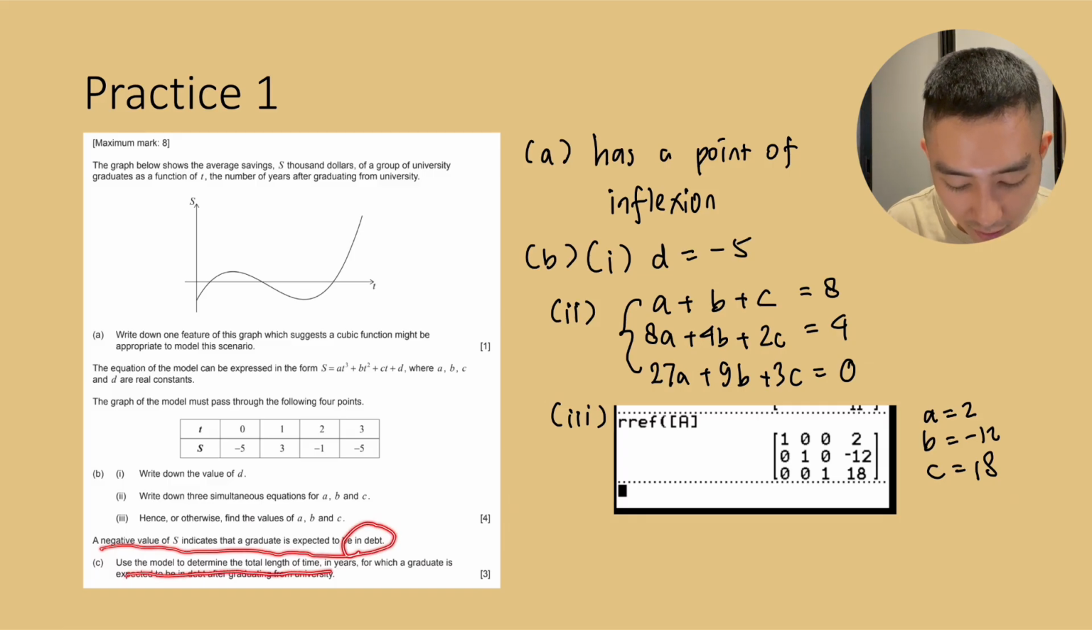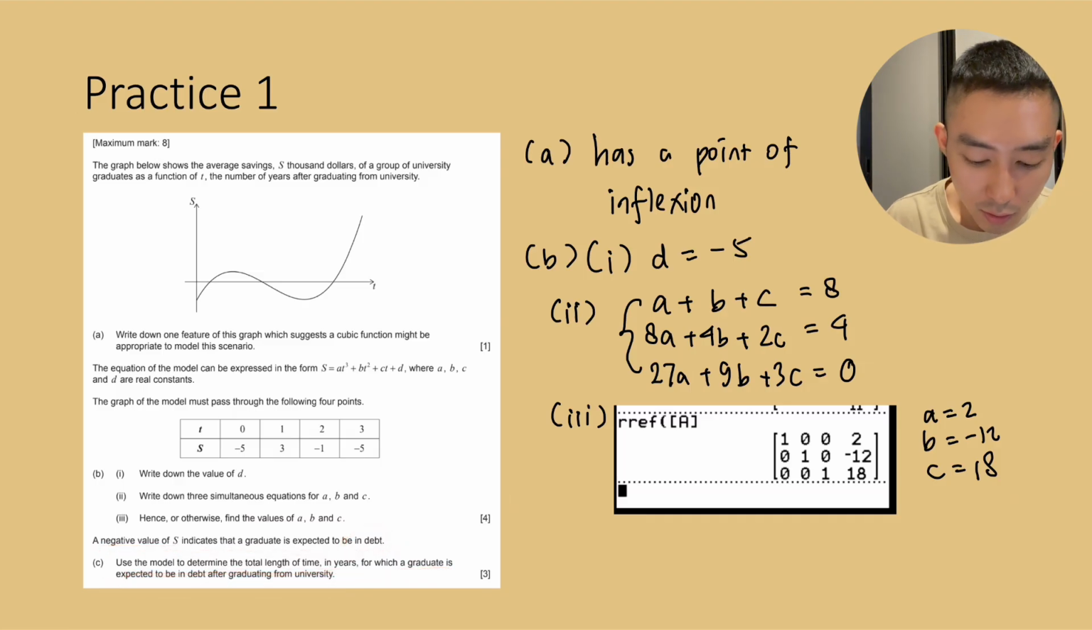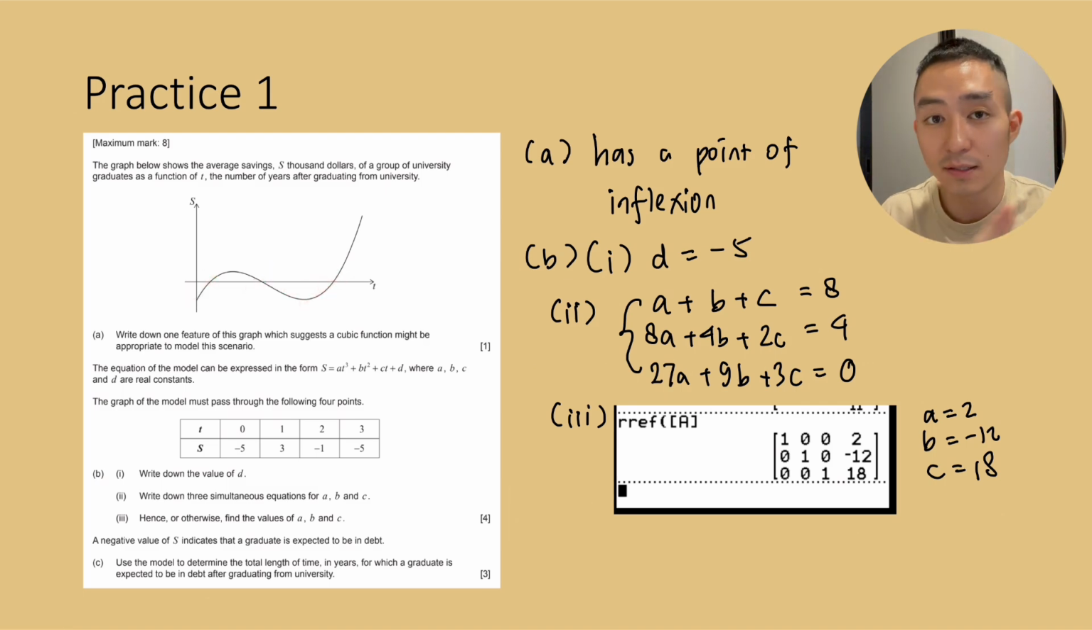So now we need to find the total length of time in years for which the graduate is expected to be in debt. So this is in debt, and then not in debt, and then in debt again, and then not in debt. We need to find the time from here to here as one period in debt, and also here to here as another period in debt. We need to find the duration of that.